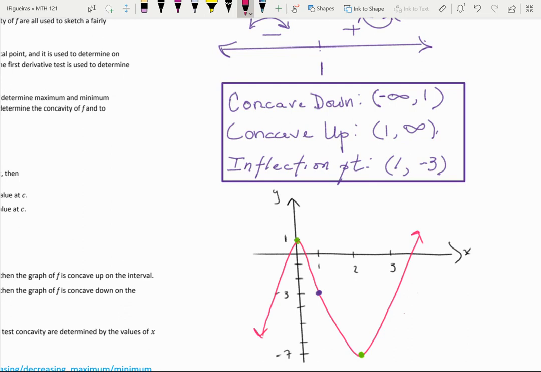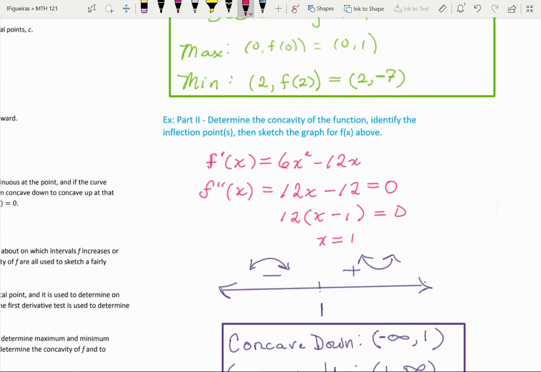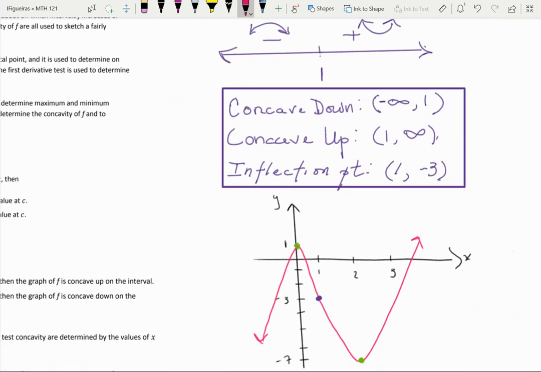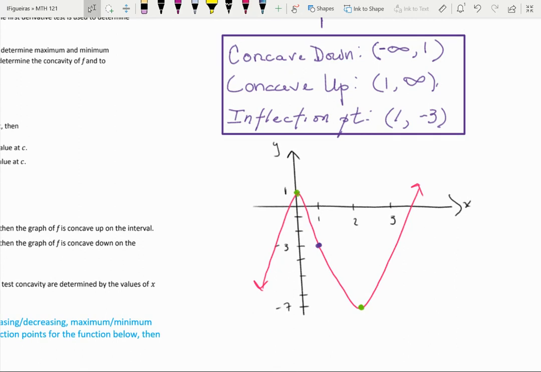So we have a maximum at (0, 1) and a minimum at (2, -7). Again, going back to our first derivative, that's exactly what we saw there. So we get a lot of good information from both derivative tests. All right, so let's do another example.